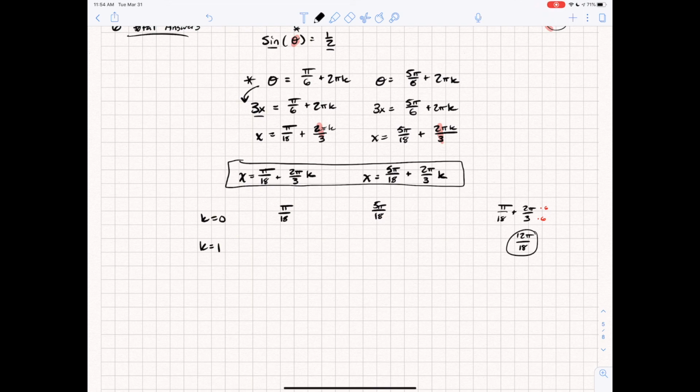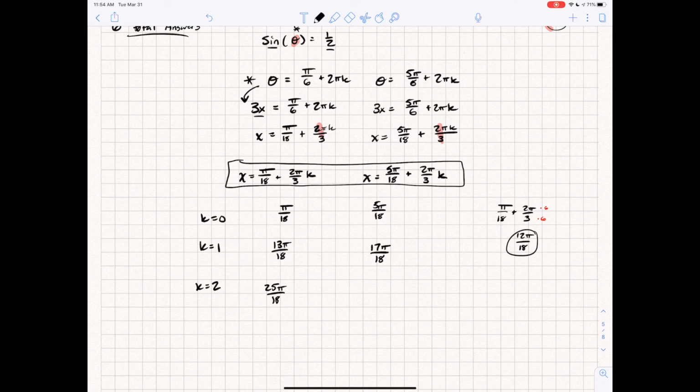So I'm going to add 12 pi over 18 to pi over 18. That'll give me 13 pi over 18. And then I'm going to add 12 pi over 18 to 5 pi over 18 to get 17 pi over 18. Well, this is still less than 2 pi, so that means I need to add again. So I'm going to add another 12 pi over 18. I get 25 pi over 18.